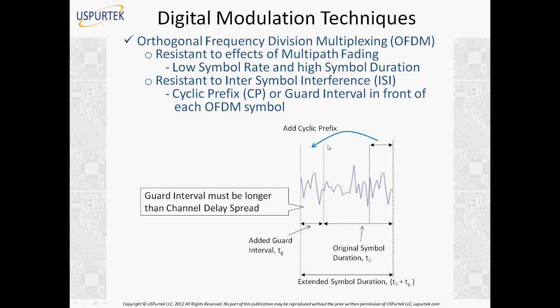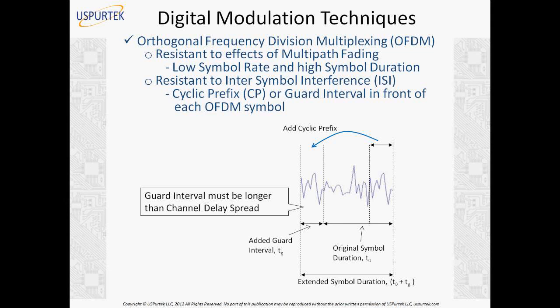You have multiple signals coming, multiple copies of the signal. There is a line of sight signal, there is a signal reflected from a hilltop, a signal reflected from a building. So the time difference between the earliest copy of the signal and the latest copy of the signal, like the earliest copy could be a line of sight signal and the latest copy could be reflected from some hilltop, that is called the channel delay spread. And this is a very important parameter in determining what should be the length of the guard interval.